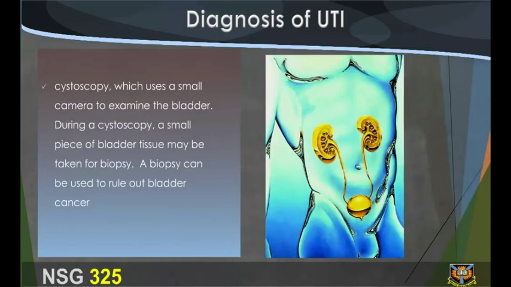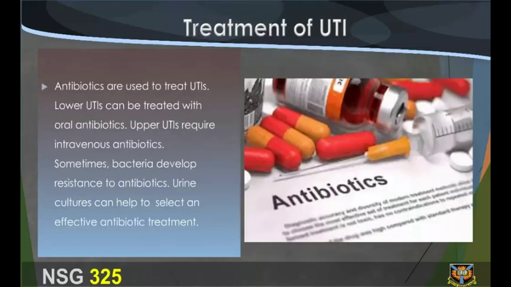Diagnosis of UTI. Cystoscopy, which uses a small camera to examine the bladder. During a cystoscopy, a small piece of bladder tissue may be taken for biopsy. A biopsy can be used to rule out bladder cancer.